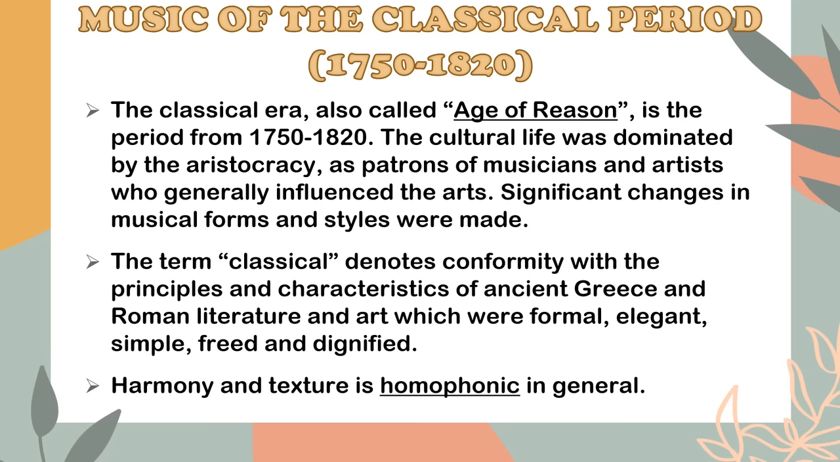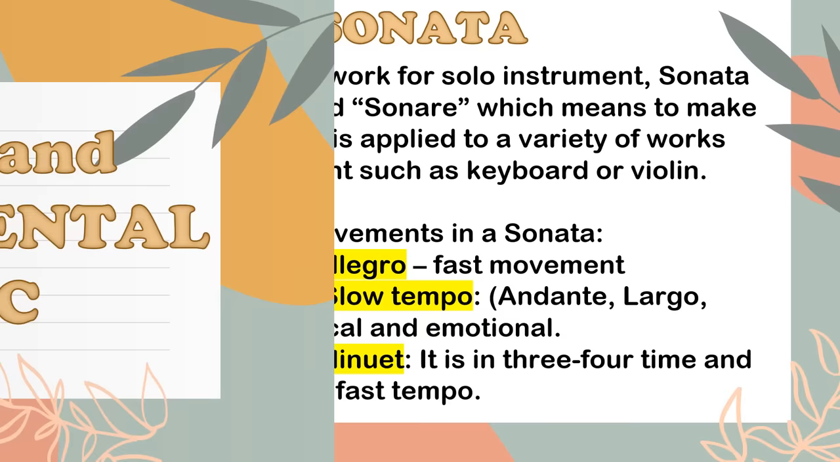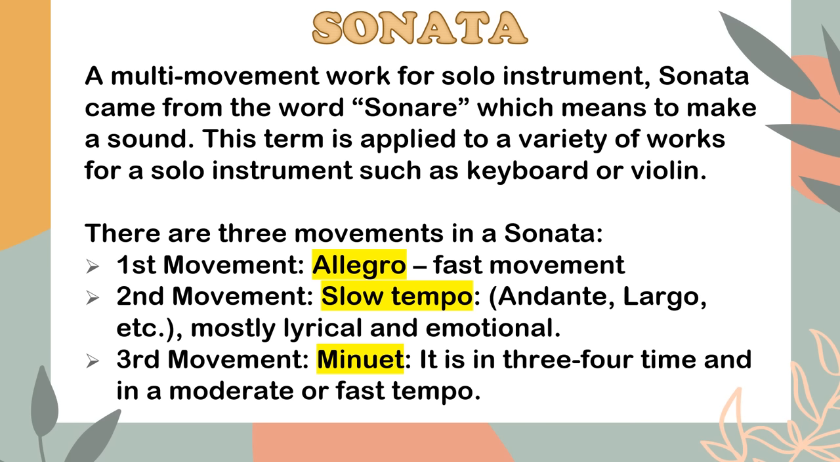Now let's proceed to the different vocal and instrumental music that became famous during the classical period. Let's start with the different kinds of instrumental music, meaning music that has no voice and only music. The first one is what we call sonata. This is a multi-movement work for solo instrument. Sonata came from the word sonare, which means to make a sound. This term is applied to a variety of works for a solo instrument, such as keyboard or violin.